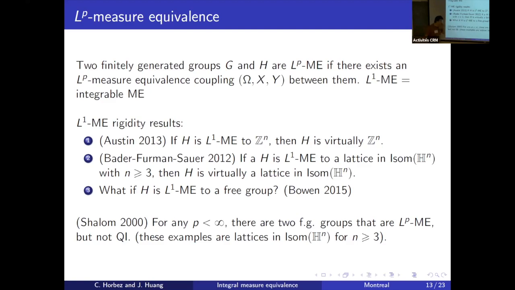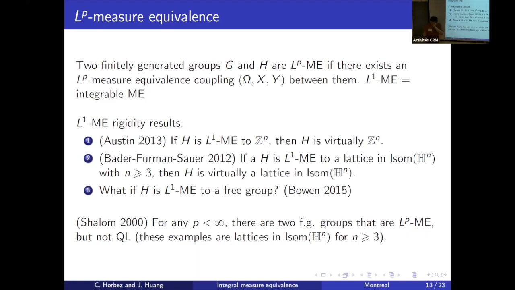Now I also want to say that despite some positive news, in general integral metric equivalence and quasi-isometry are not the same thing. It's a result by Shalom that for every n and p, you can always find finitely generated groups which are LP metric equivalent but not quasi-isometric to each other. These examples are actually lattices in some hyperbolic space. Basically, some of the cocompact lattices could be LP metric equivalent to some of the non-cocompact lattices.